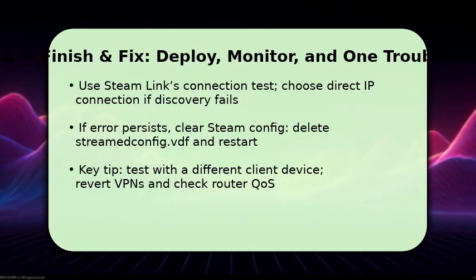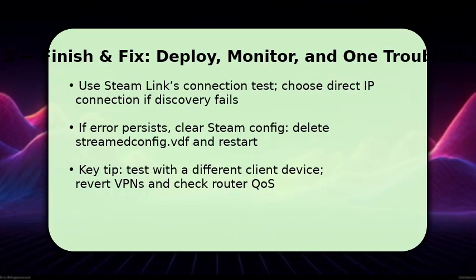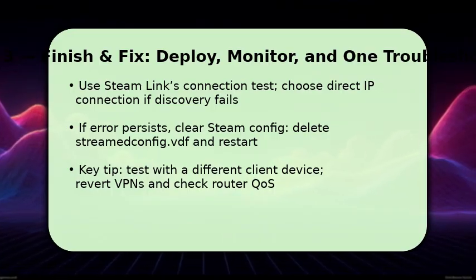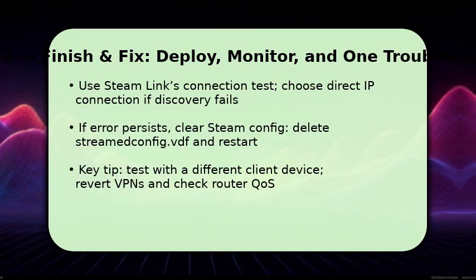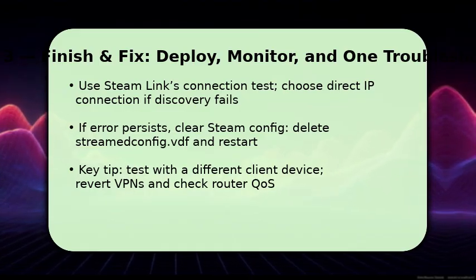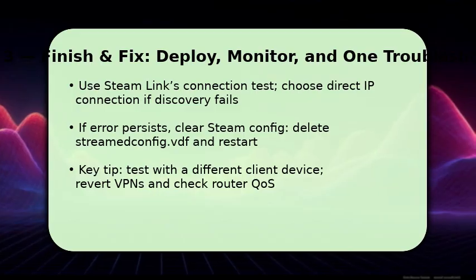Use Steam Link's built-in connection test. If discovery fails, connect by entering the host PC's local IP directly. If you still see error 450, close Steam and delete the streamid config.